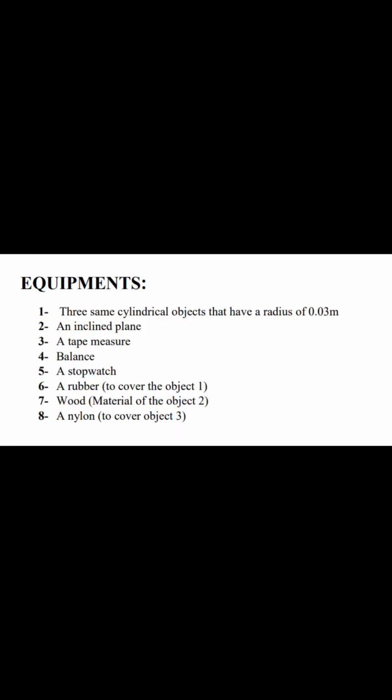Required equipment for this experiment are three same cylindrical objects that have a radius of 0.03 meters, an inclined plane, which has the length of 1.197 meters, a tape measure, balance, a stopwatch, a rubber to cover the object 1, wood, the material of the object 2, and nylon to cover the object 3.